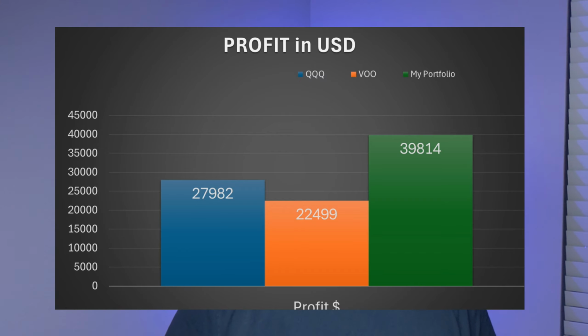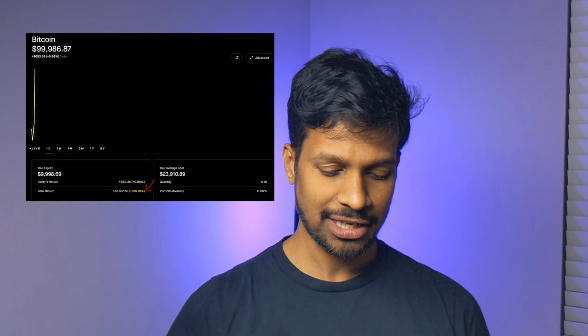Now let me show you my top holdings. I actually have 27 stocks in this portfolio, and I hold 2 cryptos, Bitcoin and Ethereum. So let me show you the cryptos first. Bitcoin, as you can see on the screen, the gain is 318%.